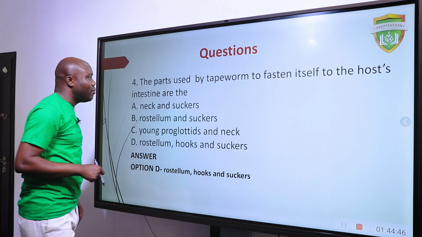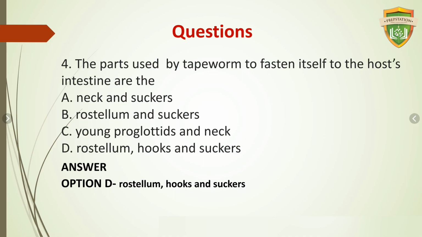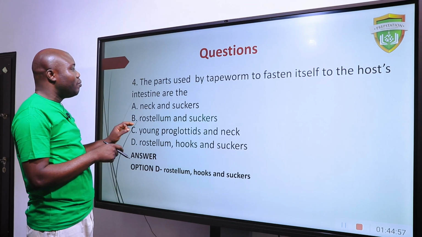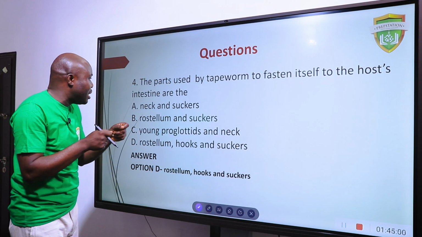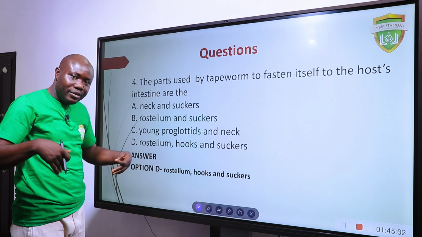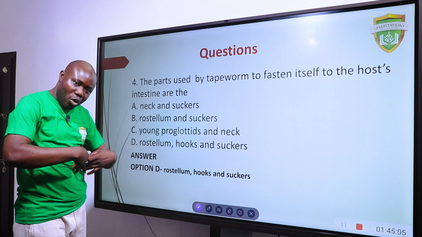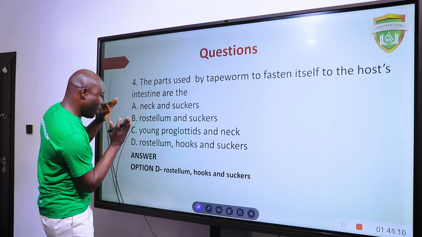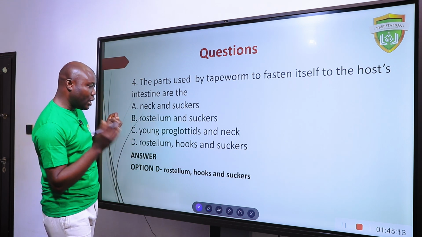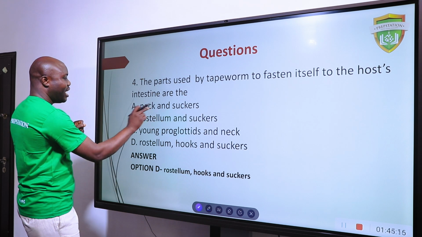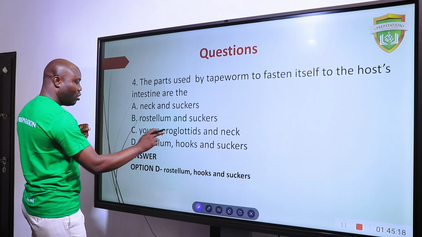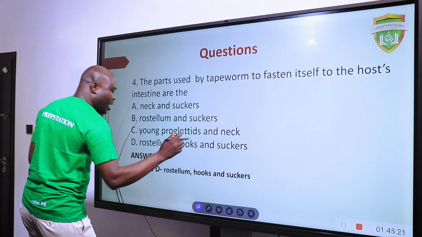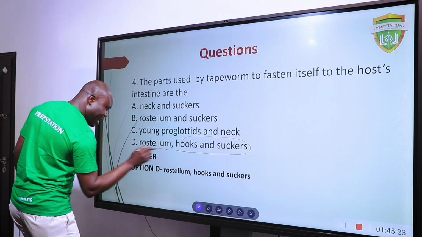Then, next question. The part used by tapeworm to fasten itself to the host intestine. There's something that is not well pronounced in biology here. I will explain it to you. It's what the tapeworm uses to attach itself to the host intestinal mucosa. Now, what is it called? You are used to suckers and hooks, right? But now, we have neck and suckers, rostellum and suckers, young proglottids and neck, rostellum, hooks, and suckers. You are used to this, but we just added this one to it.